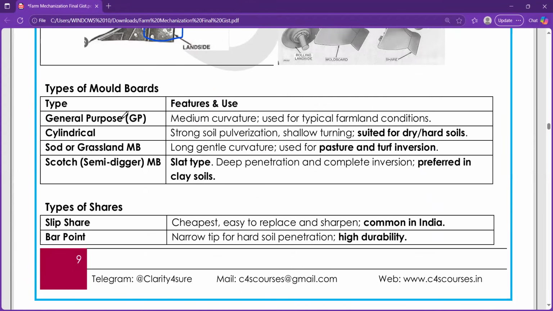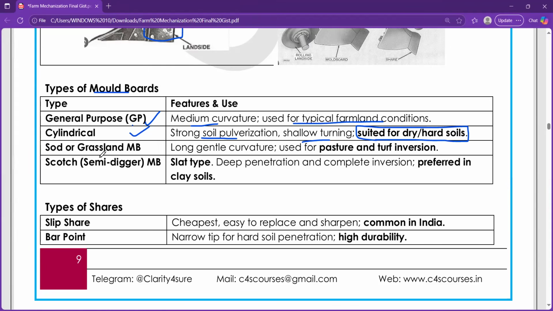Next, we have types of mold plugs. There are generally four types. First is the general purpose, which is of medium curvature, used for typical farm conditions. Then we have cylindrical, which is important when we want strong soil pulverization. There is also shallow turning, which is very suited for dry and hard soil.